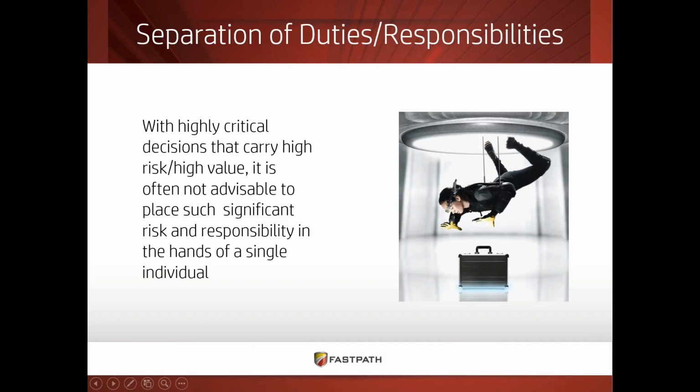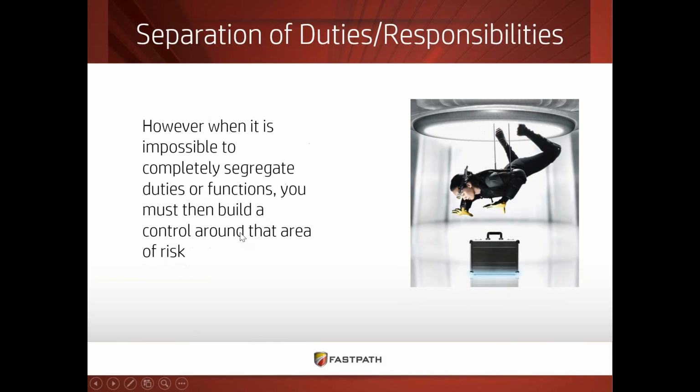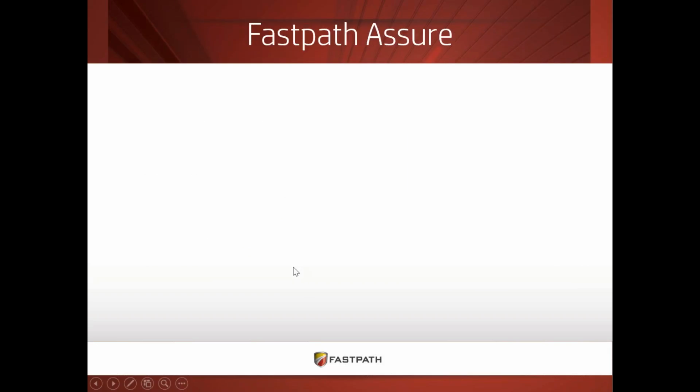Absolutely not. But it does happen, and we need to be able to protect our organization against that. And so the way that we do that is building controls around those areas of risk where we can't adequately have those separation of duties, right? We don't want to give one person the keys to the financial kingdom.